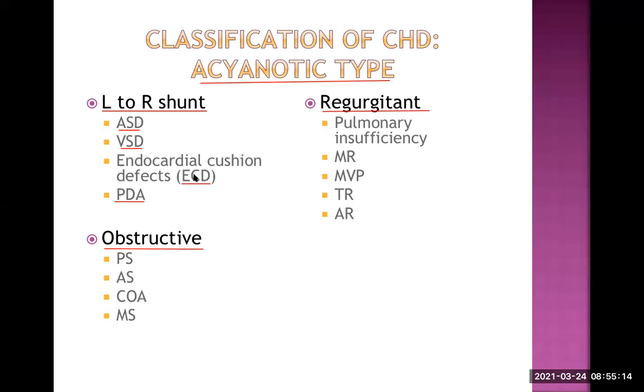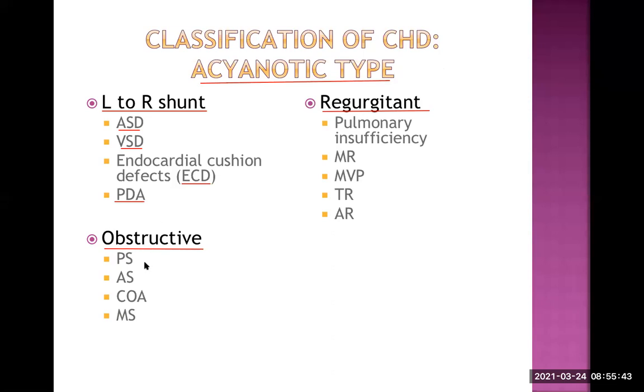Actually, they are a part or type of ASD itself. ASD are of different types. We'll talk about that later. Mainly sinus venosus, ostium secundum, and ostium primum. Ostium secundum is the most common one, but ostium primum is the most complicated one. And ostium primum is also known as ECD or endocardial cushion defect. Okay, this is PDA, patent ductus arteriosus.